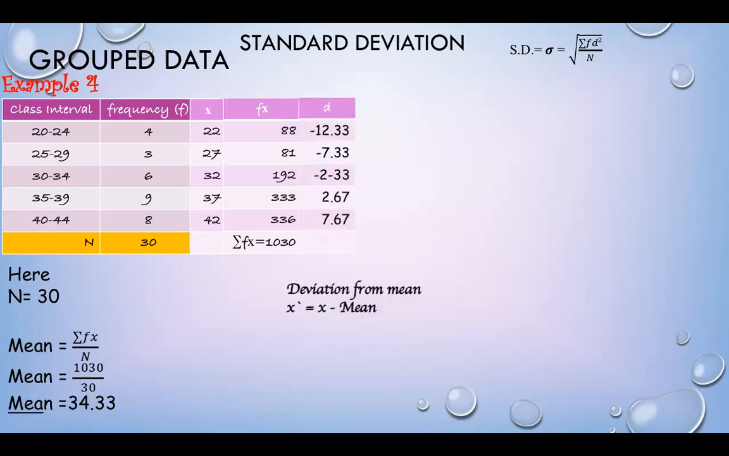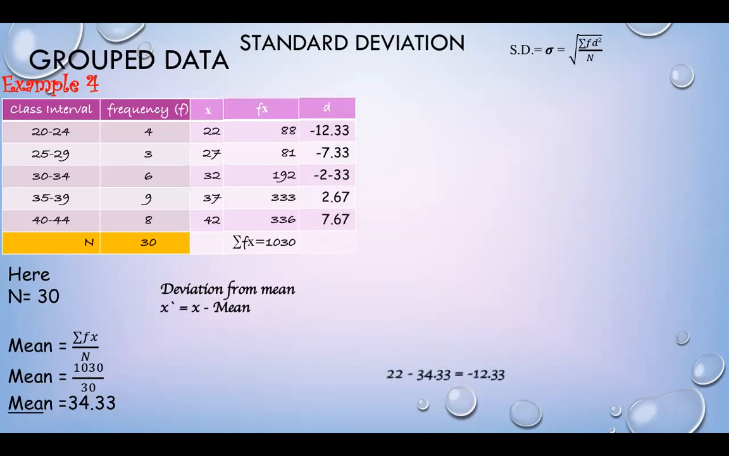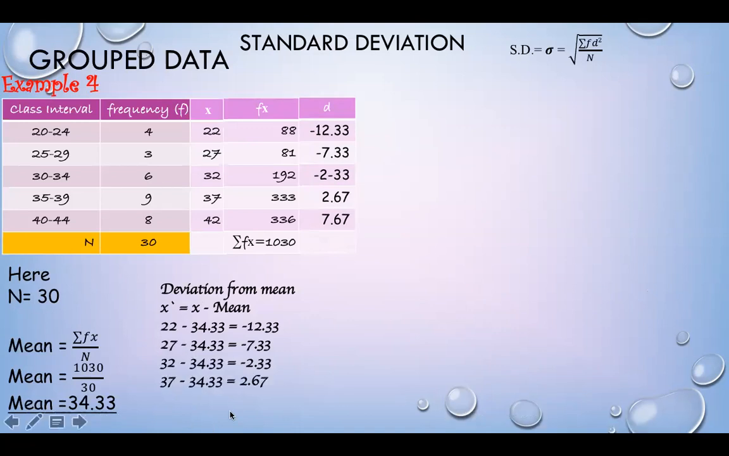We have to find the deviation of each midpoint from this. So I have found the deviation, which will be equal to x minus mean, that is midpoint minus mean, and for each class interval it is like this. Some of the deviations here are negative and some are positive, so to ignore the negative signs, we square the deviations. Minus 12.33 into minus 12.33, minus into minus will be plus, and 12.33 into 12.33 is 152.02. And the same is the case with all these.